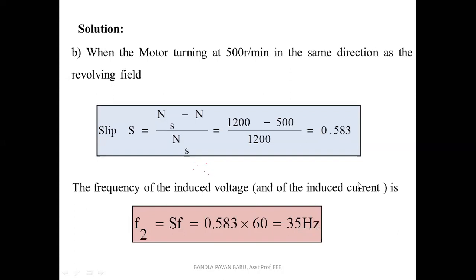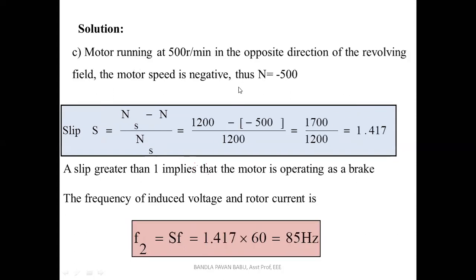Okay, next, the motor running at 500 rotations per minute in the opposite direction of the revolving field. Revolving field means the synchronous speed. That means the motor speed is negative, so n equal to minus 500. Substitute that value here: 1200 synchronous speed minus of minus 500. So we get 1700 by 1200, and the value is 1.417.